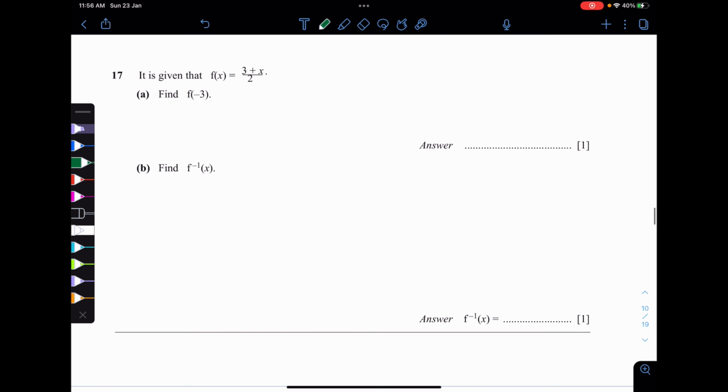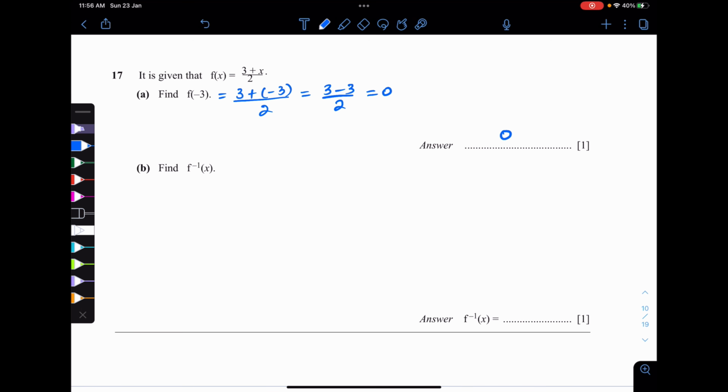All right, let's move to question number 17. Question number 17 is 3, f of negative 3. So if you put (3 plus negative 3) divided by 2, it's just going to become (3 minus 3) over 2. And this will become 0. So the final answer is 0.